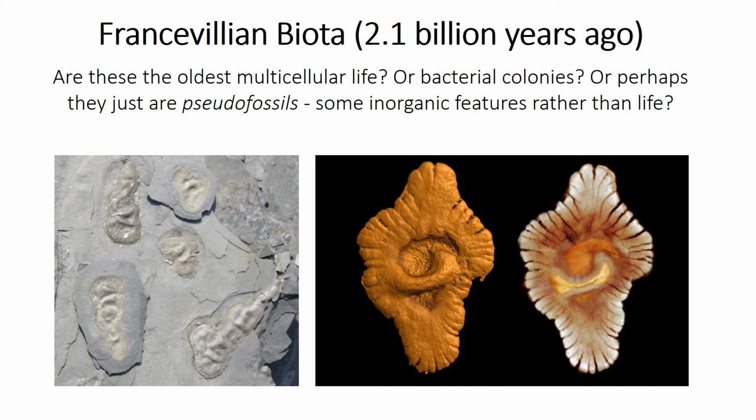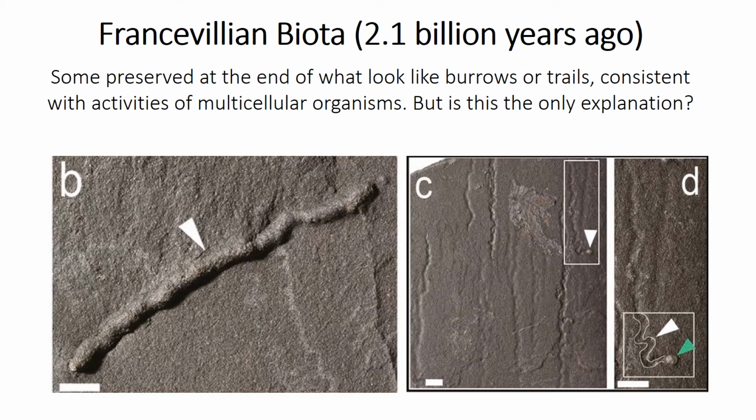Well, the scientists went back and did some more investigations and found some more things, and they found some features that look a lot like burrows or little trails. In some cases, with a potential fossil actually preserved at the end of one of these little trails. And like in D here. And so they interpreted this as active movement by the organisms. And that would really be pretty good evidence for some kind of multicellular life rather than a colony of bacteria, for example. Or it could at least suggest these are complex cells that are able to move around.